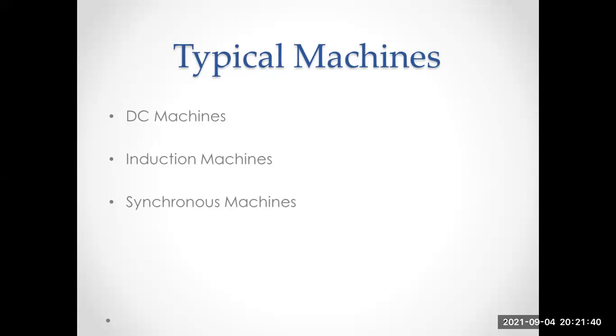Now come to the induction machines. I have already mentioned there are two types of induction machines. Generally, we use single phase and three phase. Three phase induction machines are much more popular in industries, but single phase induction machines are popular for household applications. Like I have mentioned, in the ceiling fan or any kind of fan, we generally use a single phase induction machine, which runs directly from AC. Also in a refrigerator, a pump, or an air conditioner, we generally use a single phase induction motor.